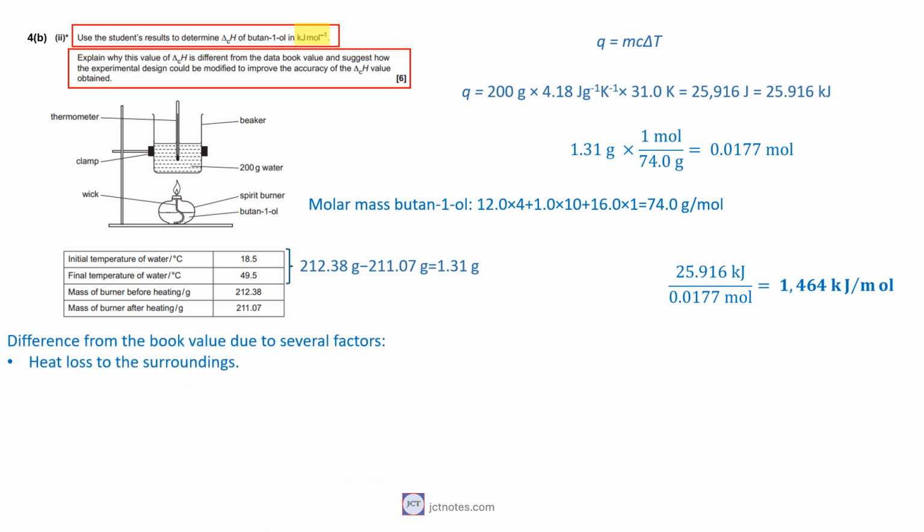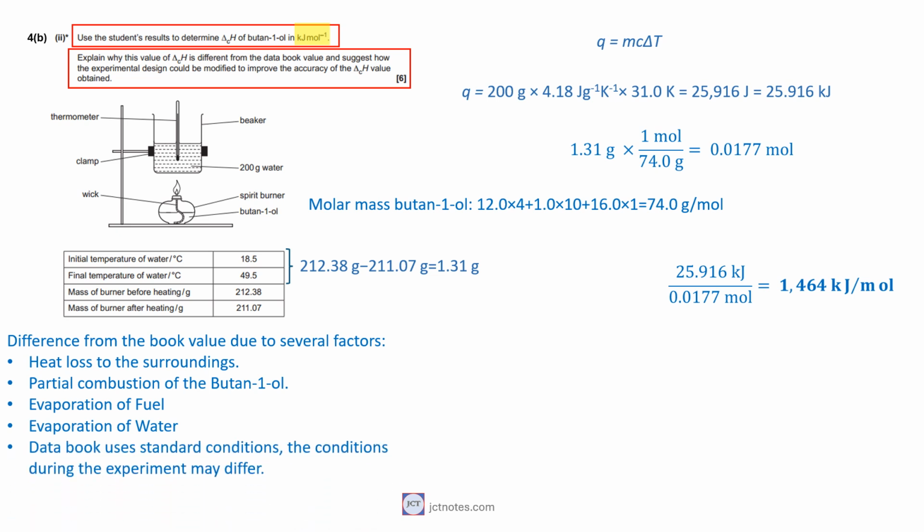Heat loss: heat escapes to the surroundings, air, burner, or calorimeter, instead of being fully transferred to the water. Incomplete combustion: butan-1-ol may burn partially, producing carbon monoxide instead of carbon dioxide, releasing less energy. Evaporation of fuel: some fuel evaporates before combustion, reducing the actual mass burned. Evaporation of water: some water evaporates, resulting in less than 200 grams.